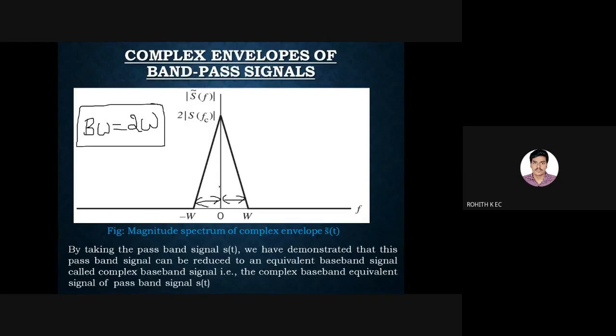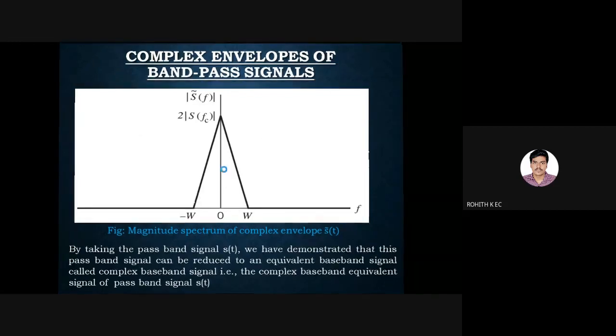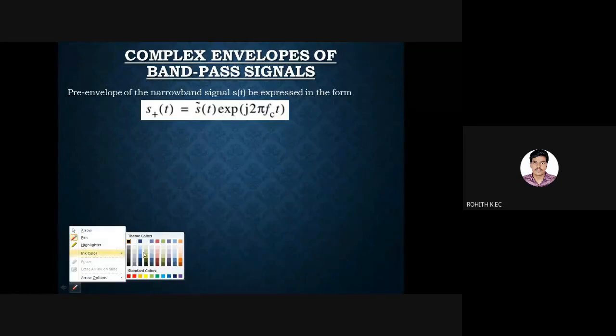So how can we reduce the bandwidth requirement? What I'll do is I'll pass this signal through a positive pre-envelope. That is what we have done here. When I pass this through a positive pre-envelope, what this positive pre-envelope will do is it will allow the positive frequency, that is plus w, and it will remove or nullify the negative frequency. Thereby, what is the bandwidth requirement now? It is just w, right? So this is what is going to happen when I use positive pre-envelope, that is s plus of t.